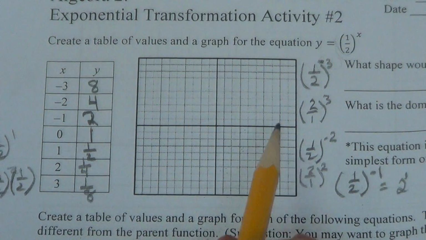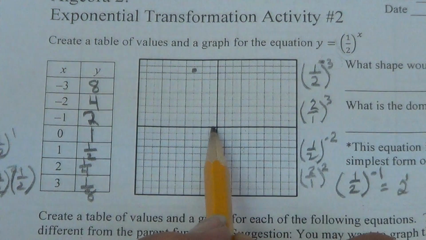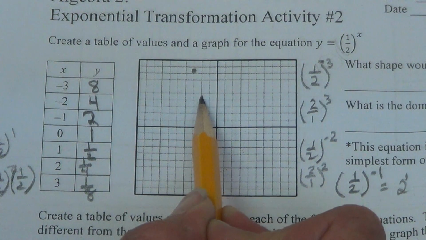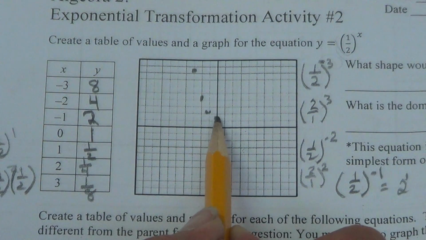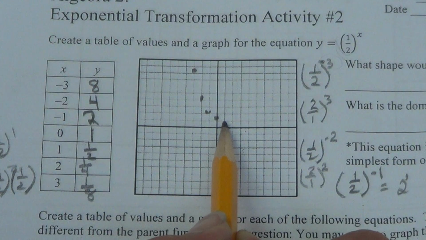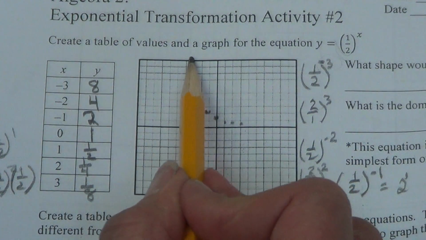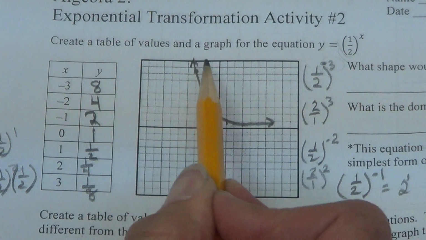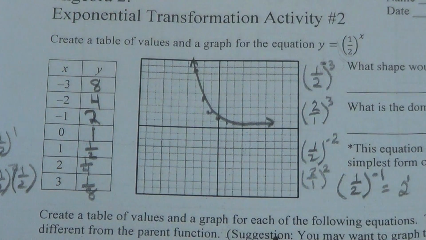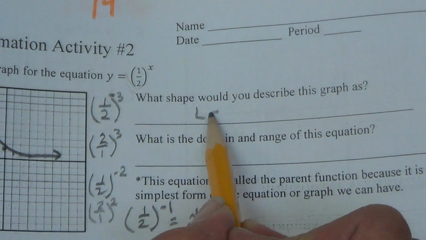So as you graph this parent function, we go to negative 3 up to 8. Negative 2 up to 4. Negative 1 up to 2. 0 up to 1. 1 to 1/2. 2 to 1/4. 3 to 1/8. We see where that L shape now goes this direction because that's a decay function. Everything's cutting in half over time or as it goes. The shape we still say is an L shape.